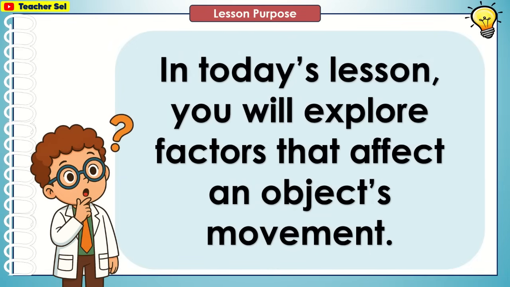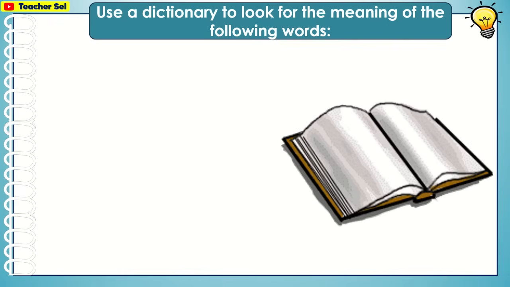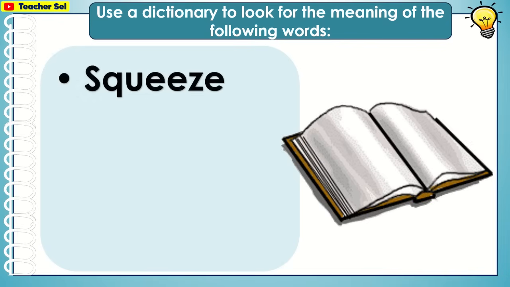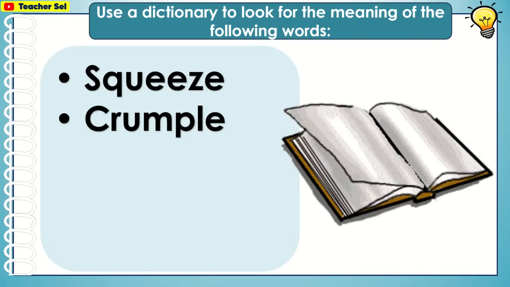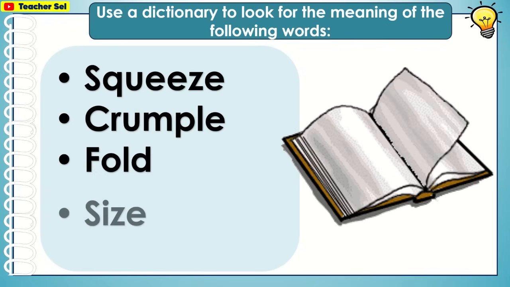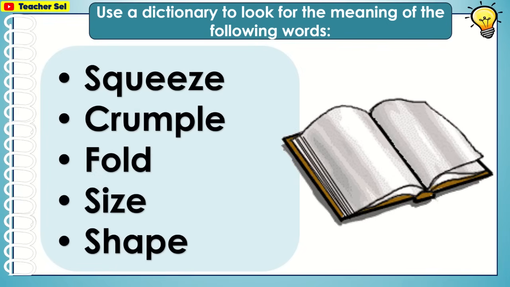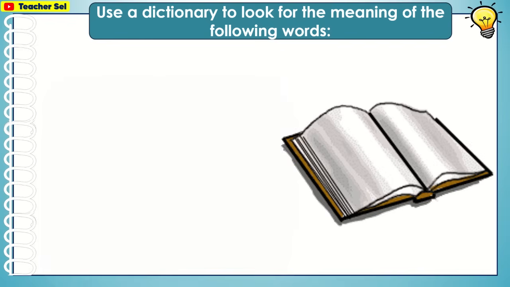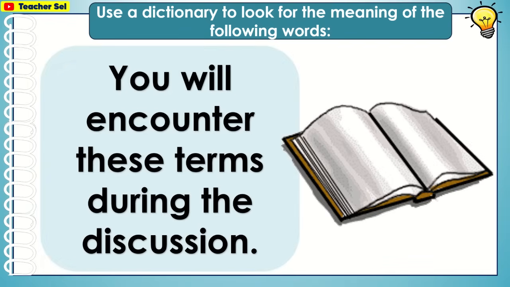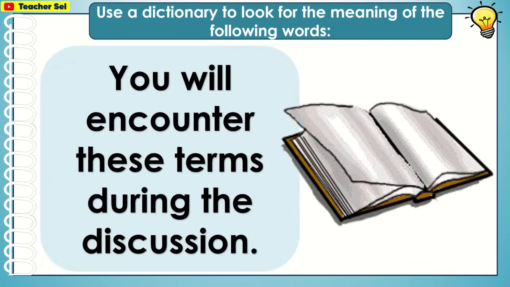In today's lesson, you will explore factors that affect an object's movement. Use a dictionary to look for the meaning of the following words: squeeze, crumple, fold, size, shape. You will encounter these terms during the discussion.